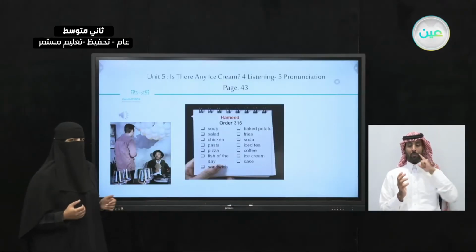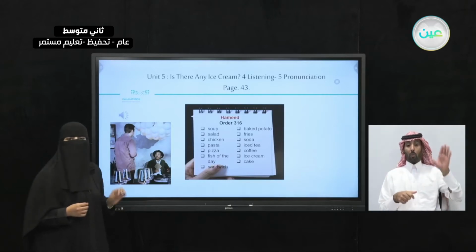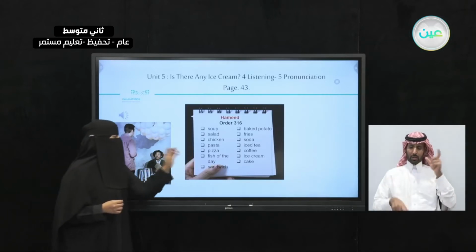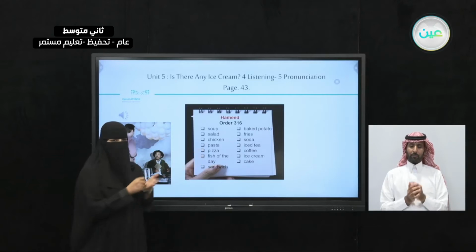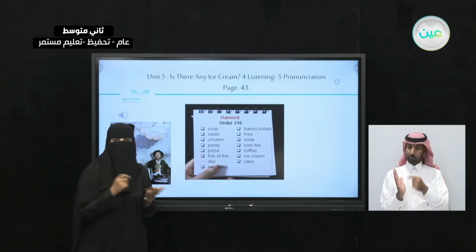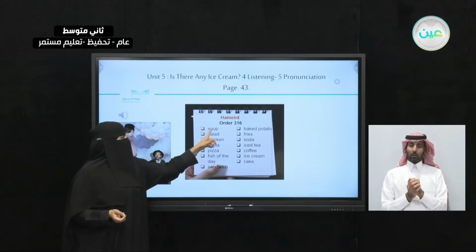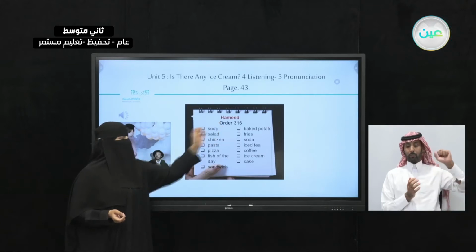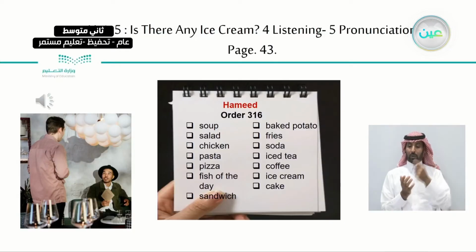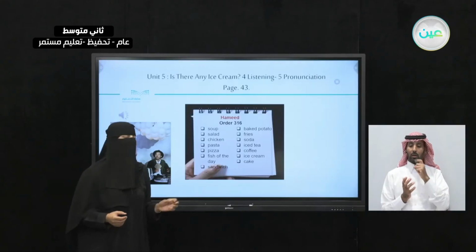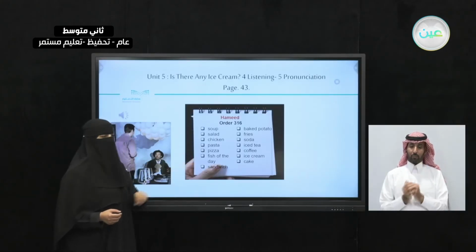What is the waiter going to do here? I want you to check the note with the waiter. So this is the note with the waiter, so he can take the orders of the customers. Now, Hamid's order. This is the note, and this is the order. So he is customer number 316, or this is bill number 316. So here we have options.